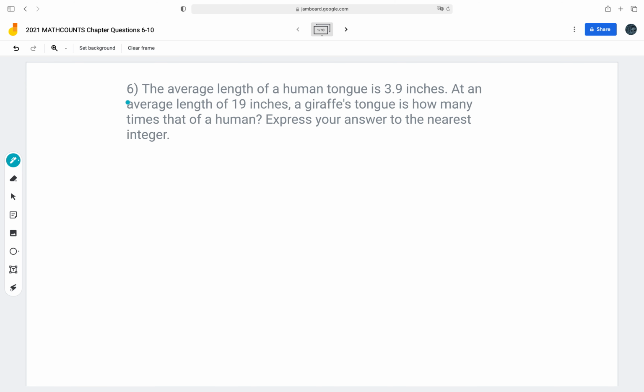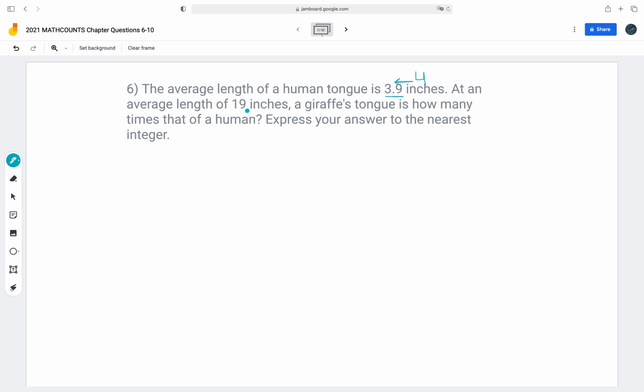So what's this question? The average length of a human tongue is 3.9 inches. At an average length of 19 inches, a giraffe's tongue is how many times that of a human? So what we can do, if you want, you can divide 19 divided by 3.9, but on a Sprint Round, you probably do not want to be taking that much time on question 6. So I think the best way we could do here is we can try rounding. Because these are not great integers, these are not great to do. So we can say that 3.9 is about 4.